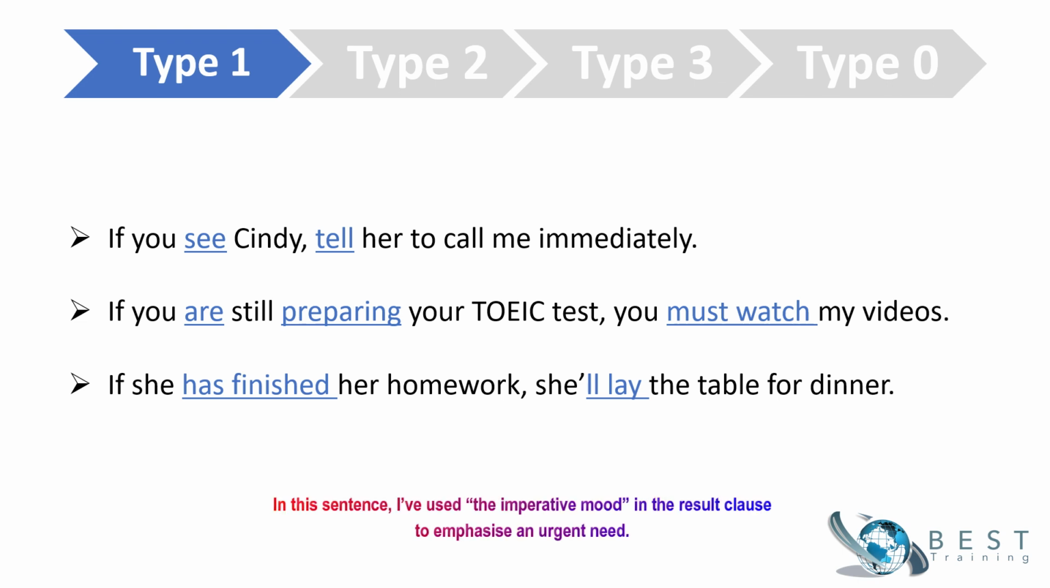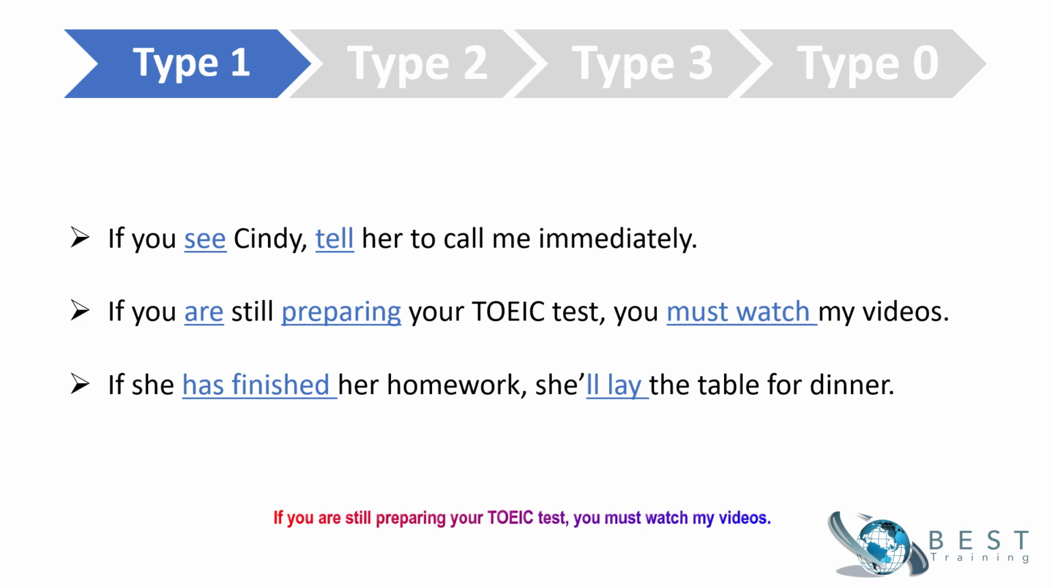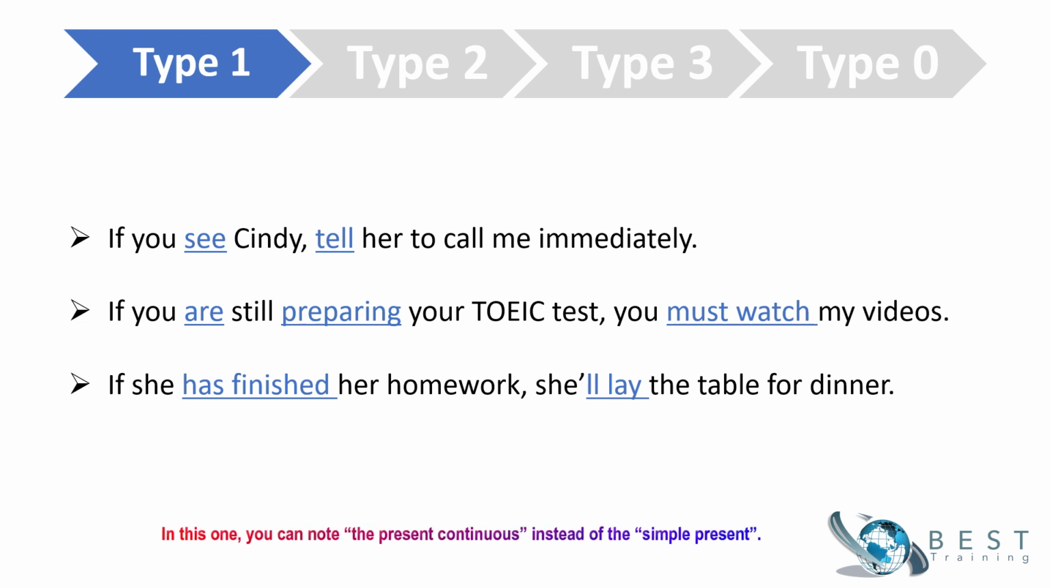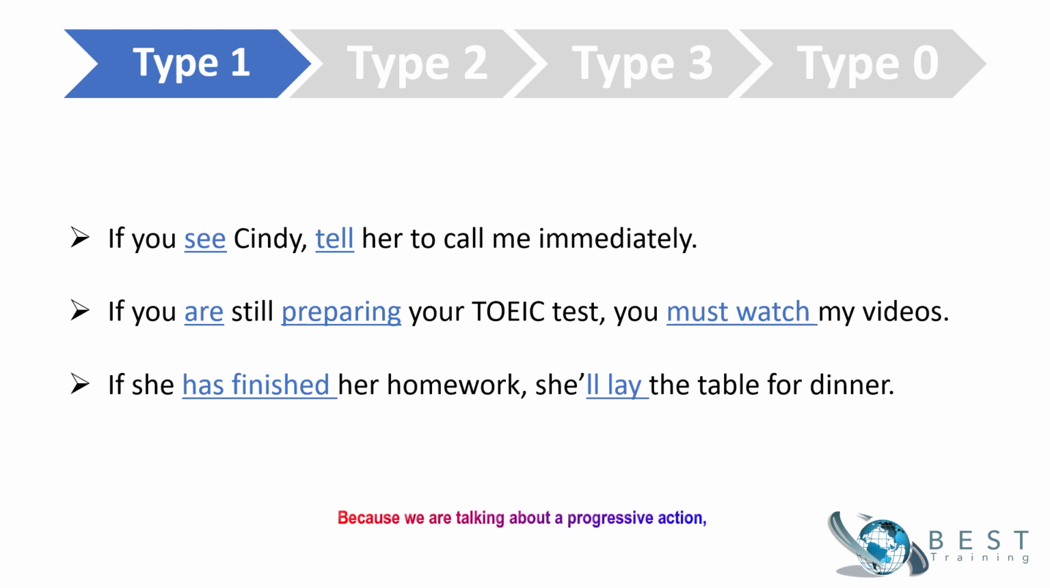In this sentence, I've used the imperative mood in the result clause to emphasize an urgent need. If you're still preparing your TOEIC test, you must watch my videos. In this one, you can note the present continuous instead of the simple present, because we are talking about a progressive action. And the use of must in the result clause express a strong advice to watch my videos.